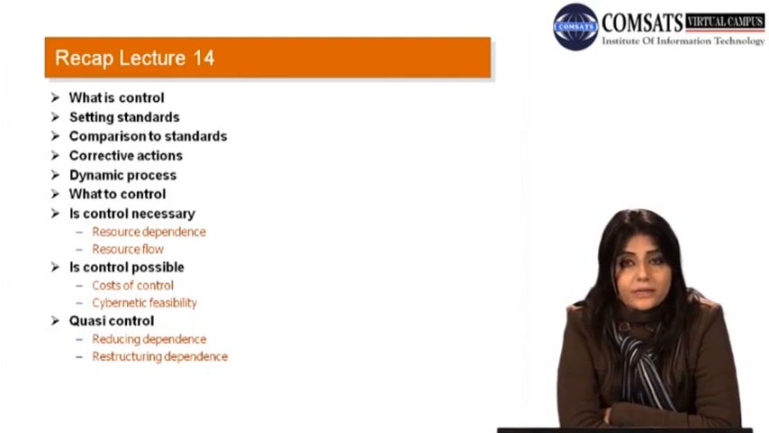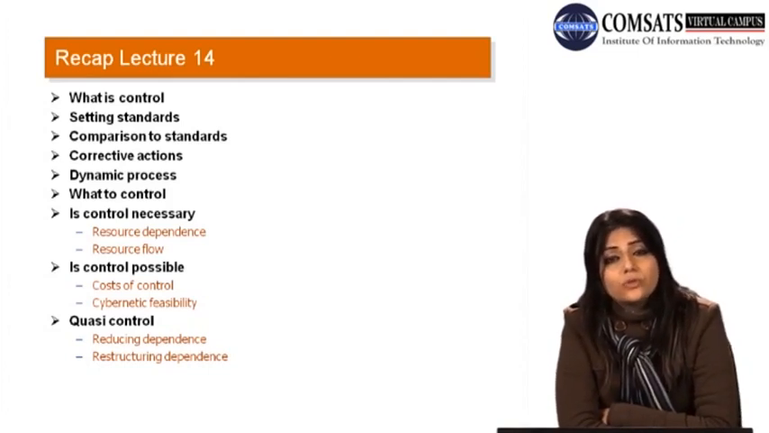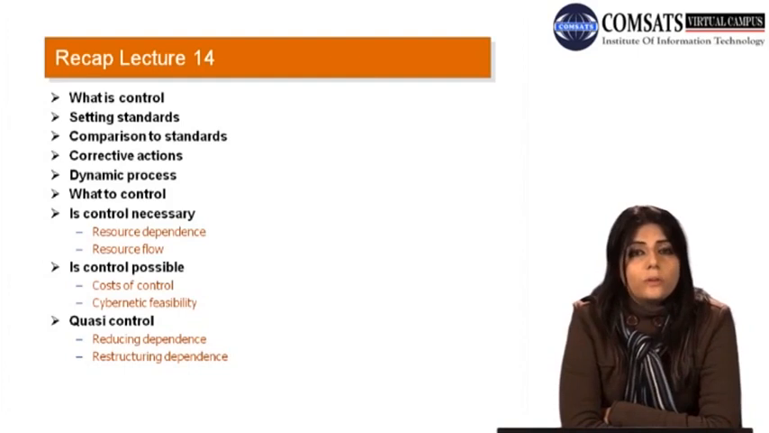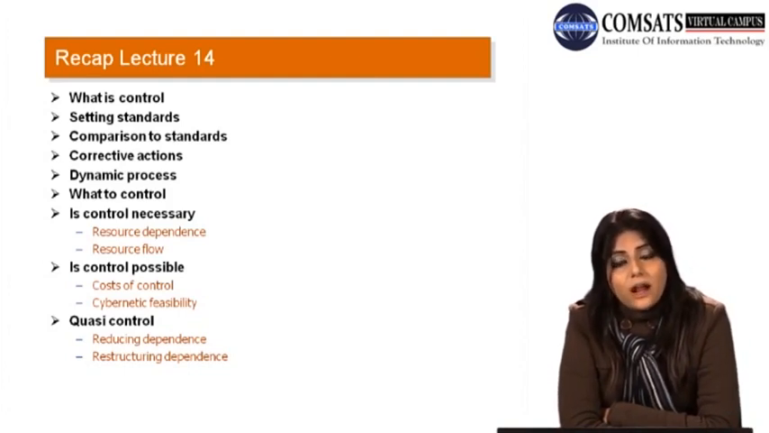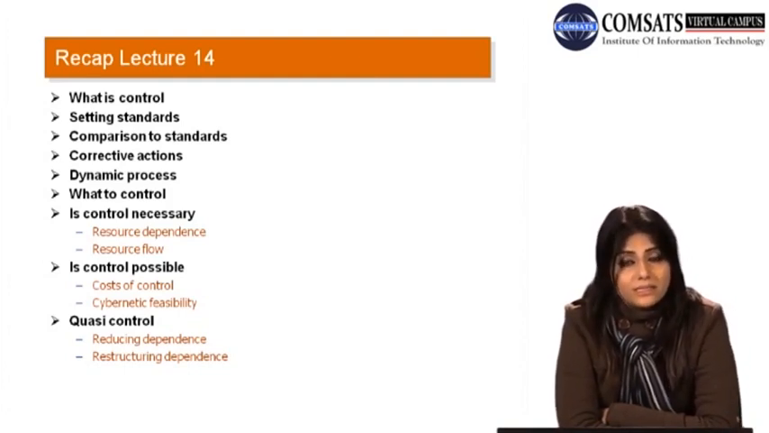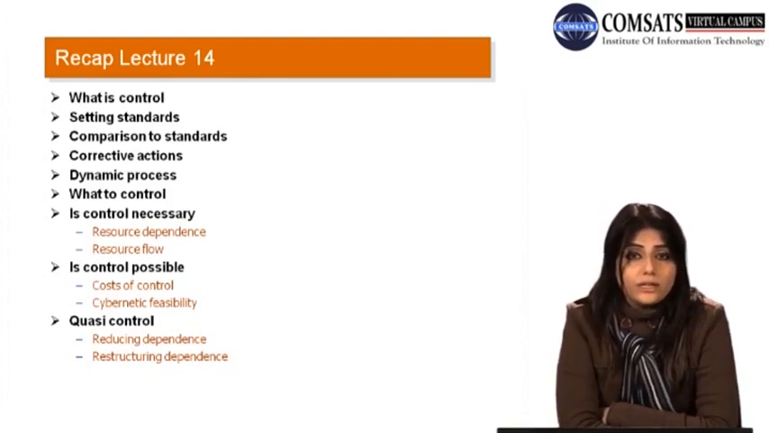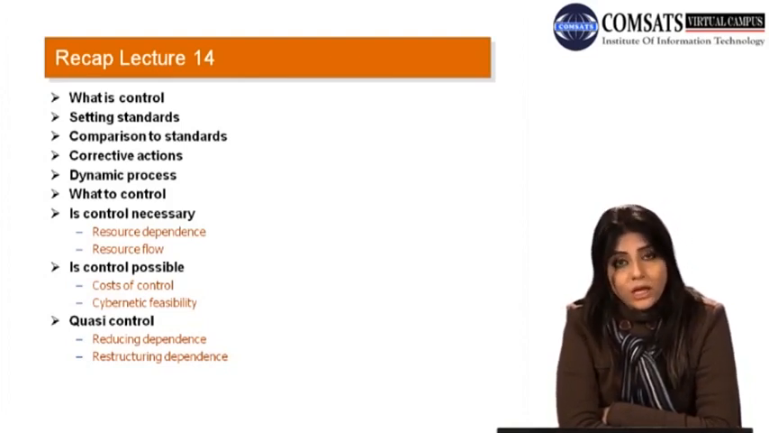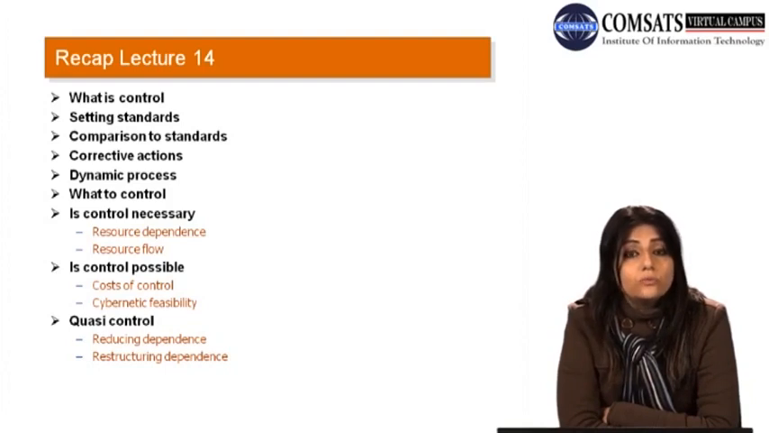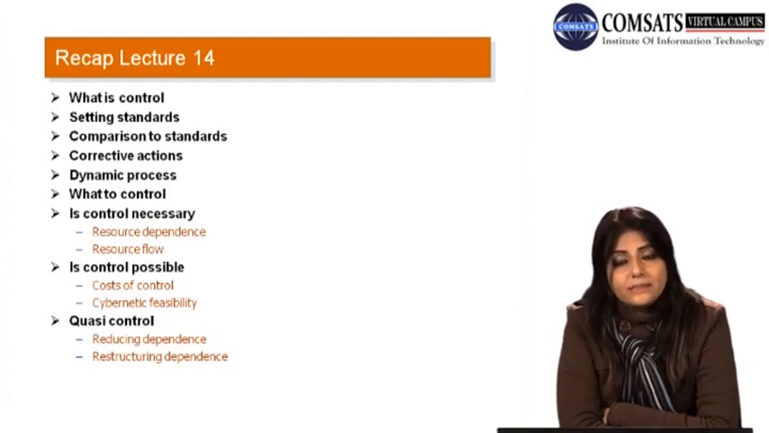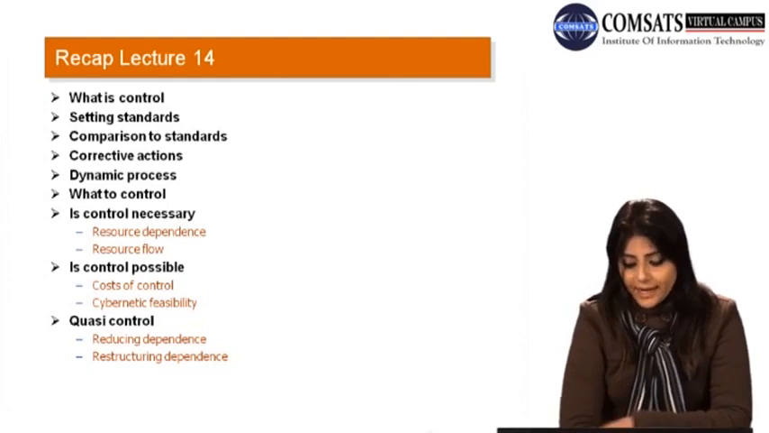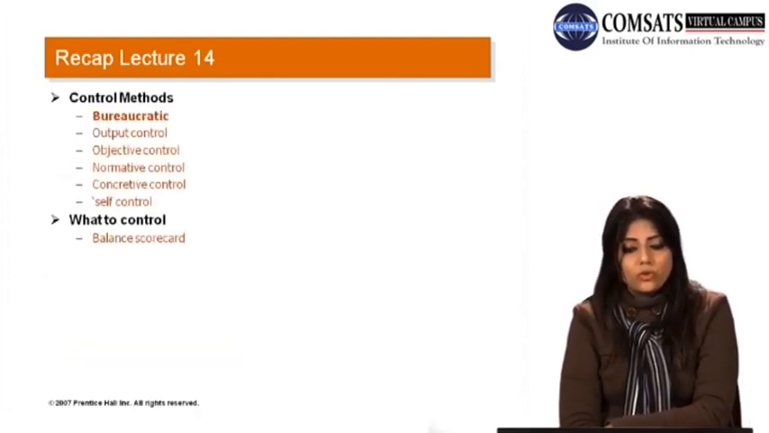I gave you the example of the planes. They switch from commercial to the private plane business, where they see more avenues. So they are just substituting commercial for private planes. And we saw that more control over resource flow is possible when you are restructuring your dependence, and you may not need to change your goals. So those are the different quasi control options.